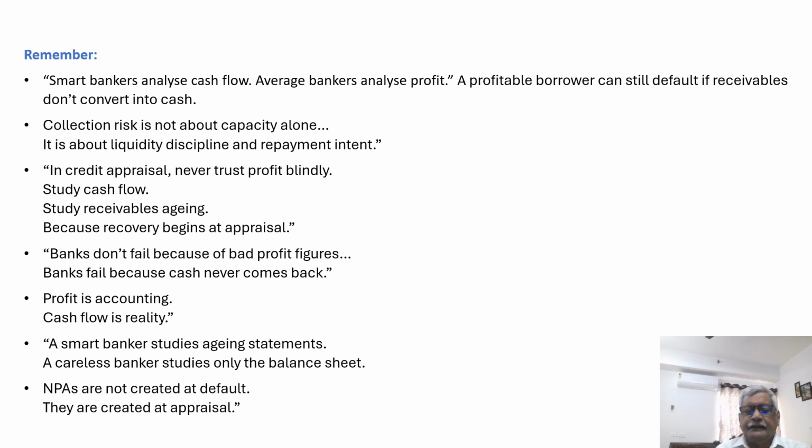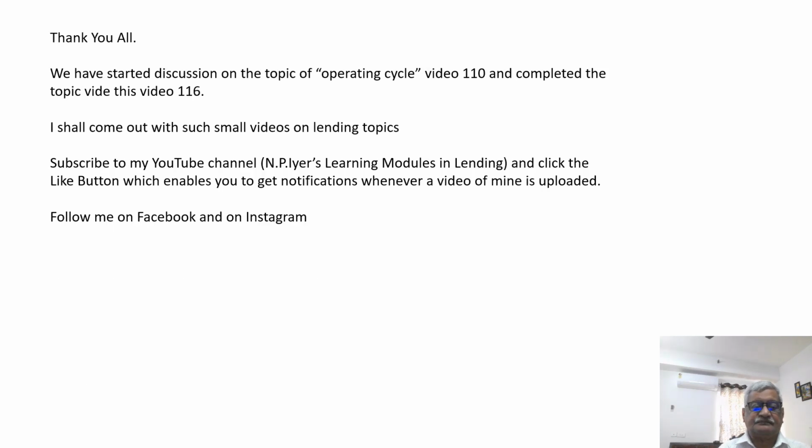Banks don't fail because of bad profit figures. Banks fail because cash never comes back. Profit is accounting. Cash flow is reality. A smart banker studies aging statements. A careless banker studies only the balance sheet. NPAs are not created at default. They are created at appraisal.